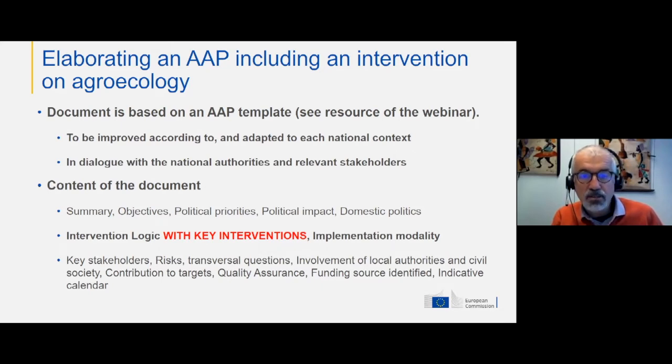So we see this EAP template. We see summary objectives, definition of political priorities, also of the political impact it might have, and the domestic priorities there might be. We put the accent on the intervention logic. That means what are the key interventions? How can we draw them, and how can we implement them?